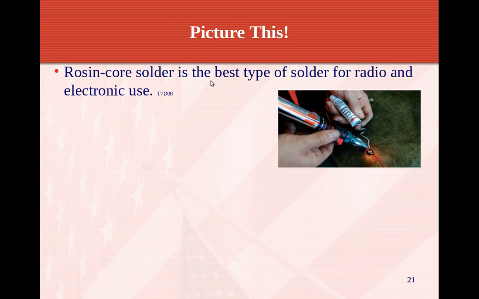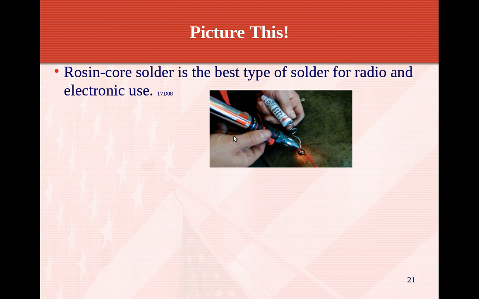Rosin core solder is the best type of solder for radio and electronic use. You do not want to use the plumbing solder. Plumbing solder is an acid core solder, and it will eat away at the delicate copper that's in your traces and in your wire. I've done it in the past, and a few years down the line it's a big mess, and it literally eats away at the copper because it's so small.